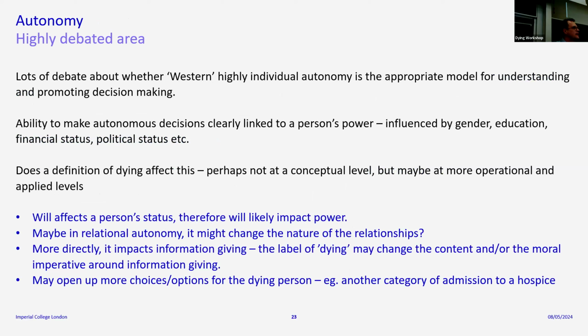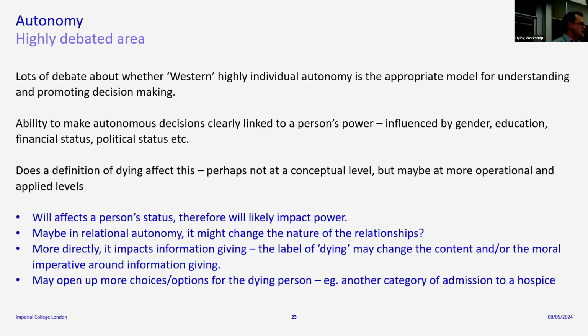I had to put a slide in about autonomy because there always has to be a slide about autonomy at the end of life. But I think definitions of dying might impact here too. The classic debate is whether the Western, and I use that in inverted commas, highly individualistic autonomy is appropriate as a model for understanding and promoting decision making in patients across the globe. I put Western in inverted commas because there are many frameworks that were written in Western contexts that are not highly individualistic. Heather Widdows has a nice paper on this. So I think it's slightly lazy writing when you see it, but the point is about individual autonomy versus relational models. That's often the dichotomy people are getting at.